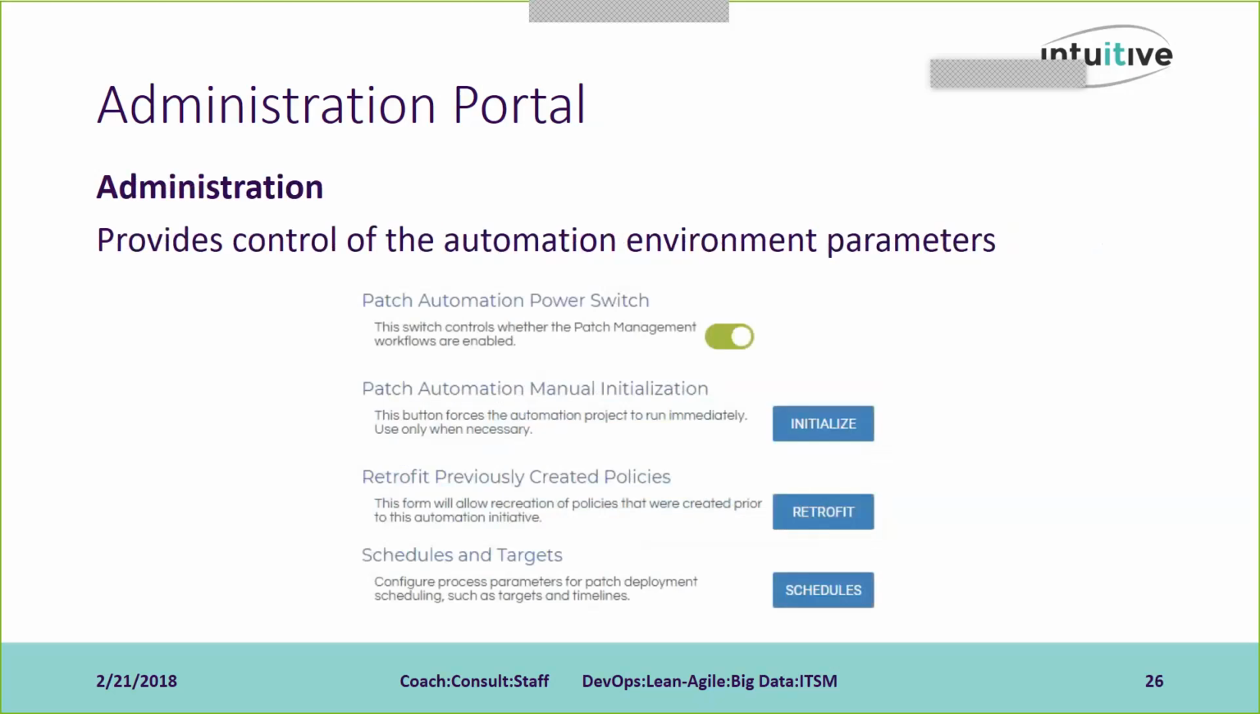Okay, and finally, the administration module is intended to allow very broad and powerful control over the process itself. You can see right there at the top is the power switch. It's exactly what it sounds like. If you toggle it off and save that value, the automation platform no longer runs. This can be useful during situations like a change freeze or an extended holiday, if you want to turn that off while everybody's gone.